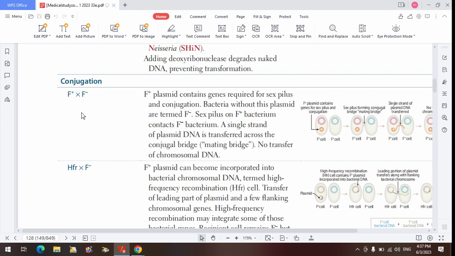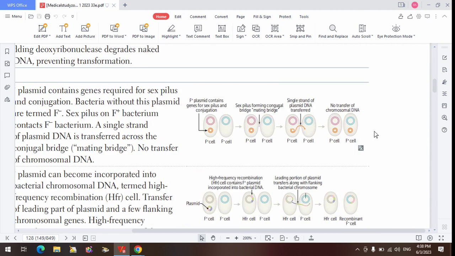Yeah, so this F positive one, because it has a plasmid, produces the sex pilus. The sex pilus forms a mating bridge, and you guys can appreciate the mating bridge here. The mating bridge allows transmission of this plasmid into the other cell, making that other cell F positive. That is what you want to achieve. Note that in that process, you are not transmitting the chromosomal DNA. You are only transmitting the plasmid, making the other cell that is F negative, F positive.